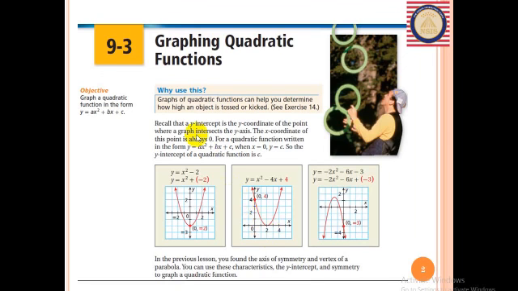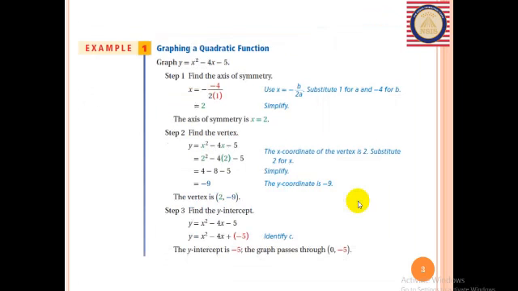Now we're going to get the y-intercept. If you remember, the y-intercept is the coordinate of the point where a graph intersects the y-axis. The x-coordinate of this point is always 0. For a quadratic function written in the form y equals ax squared plus bx plus c, x equals 0, so y equals c. So my y-intercept is the c if my quadratic function is in this general form.